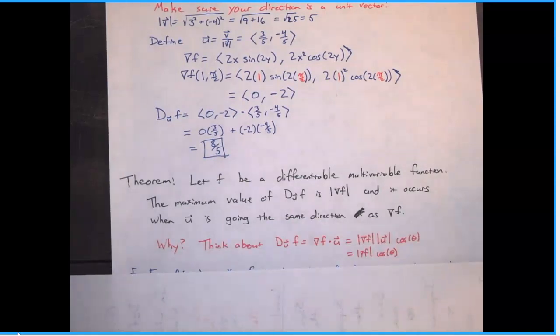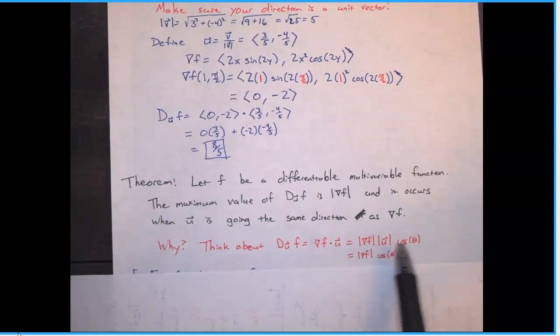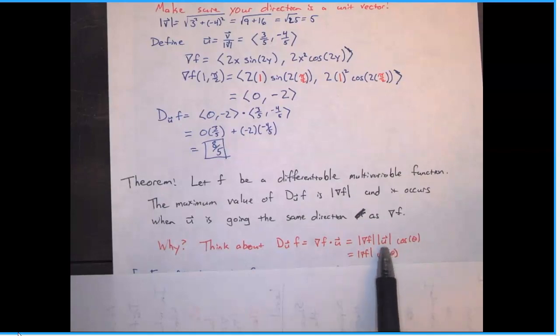First, let's think about why the magnitude of the gradient is the maximum. Remember, the directional derivative is defined as a dot product of the gradient dotted with a direction u. From our properties of dot products, this is equal to the magnitude of the gradient times the magnitude of u times cosine theta, where theta is the angle between u and the gradient of f. Well, the magnitude of u is always going to be 1, because we make sure that u is a unit vector. So this directional derivative is really equal to the magnitude of the gradient times the cosine of the angle it makes with whatever direction we're taking.